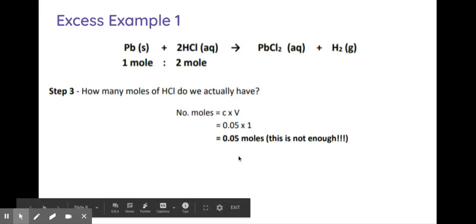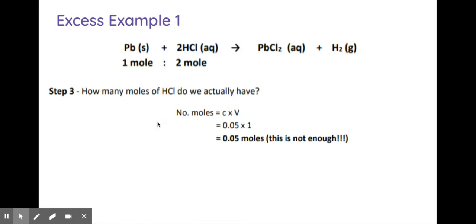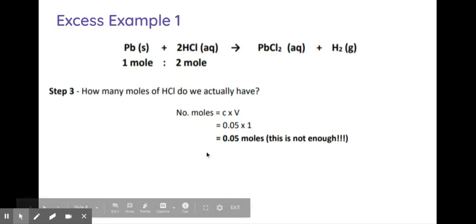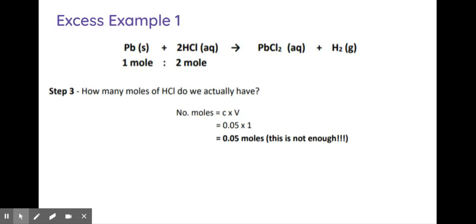This is just additional information, you don't have to write this down, but what that means is if we only have 0.05 moles of hydrochloric acid, if we go backwards, it's a 2 mole to 1 mole ratio, then that means that we need 0.025 moles of lead. If this is not enough, then that means that we have too much lead.